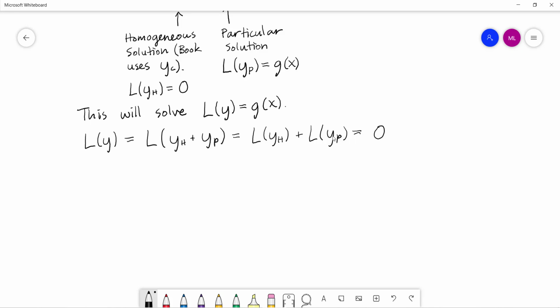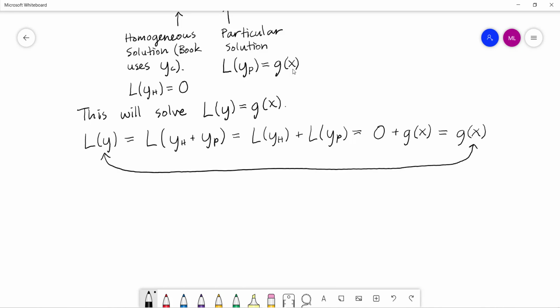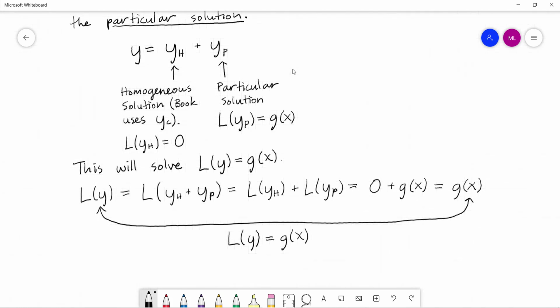And then the second piece, we just said solves the particular solution. So it solves this particular equation. So L of y_p must be equal to g of x. And what do we get this whole thing to be equal to? g of x. And so if I compare this to what it's equal to, we have that L of y equals g of x. So what I'm suggesting is there's going to be multiple parts that go into the equation.